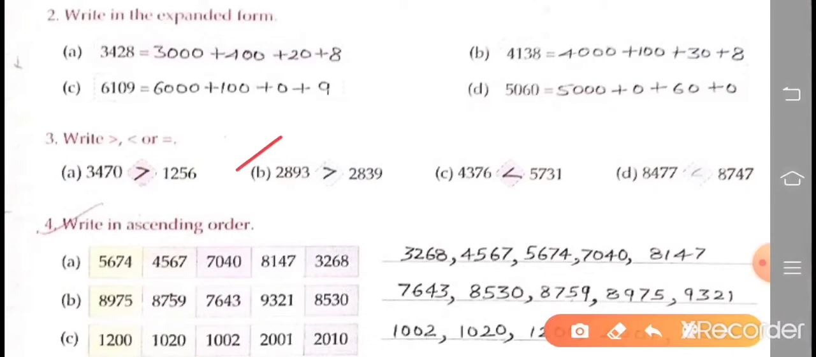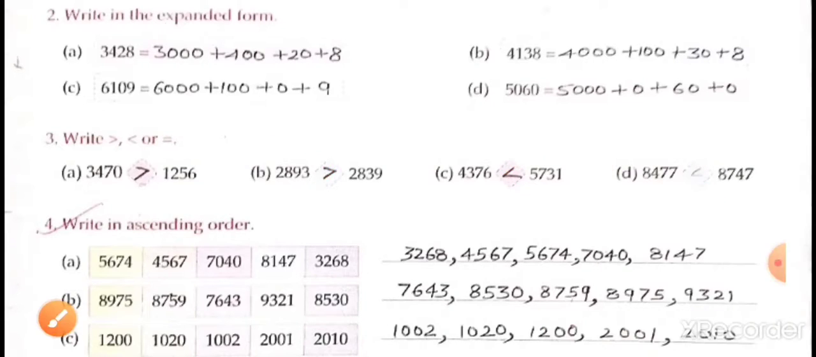Now the B part, 2893 and 2839, so this one is greater. Now 4376 and 5731, so this one is greater. And D part, 8477 and 8747, so this is greater, so this sign.